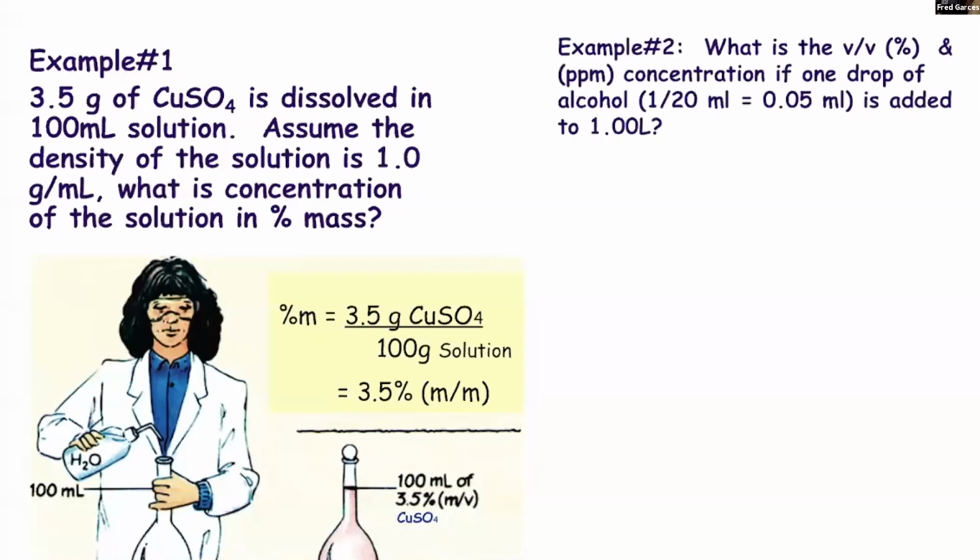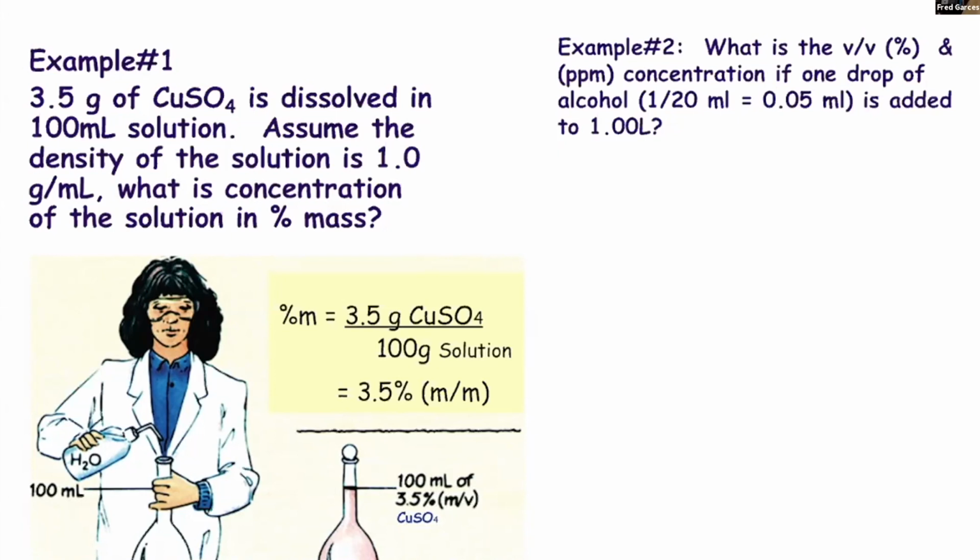So I think we talked about this as well. If you have 1 drop of alcohol and you add it to 1 liter, what is the concentration? Well, if you're ever in a lab, this is basically an estimate. We always do this in lab. It takes about 20 drops of liquid to equal 1 milliliter, rule of thumb. So if you have 1 drop, then it's 1/20th of a milliliter, which is 0.05 milliliters.